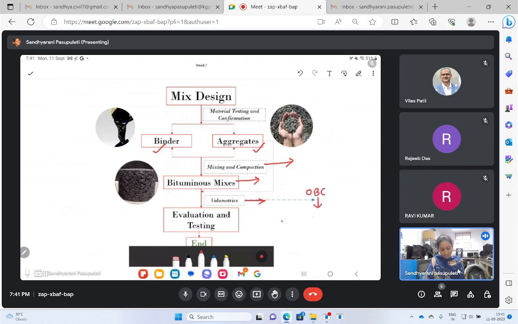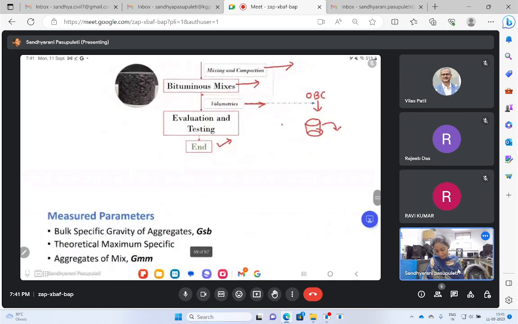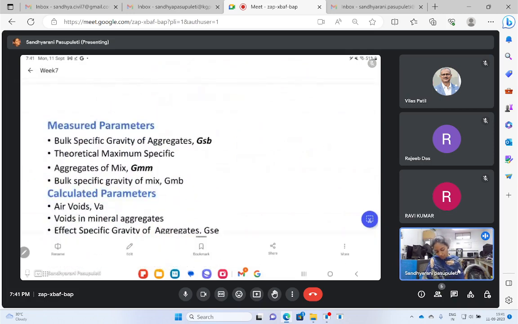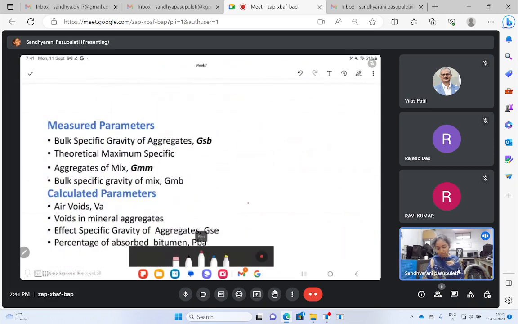Using that OBC, we will again cast and check what the existing air voids are. We will confirm. Then we will perform some tests on this for moisture damage. And at the end, if it satisfies all these performance related tests, then we finalize that binder content as the optimum binder content. So when I say volumetrics, we will be discussing this in the upcoming weeks.